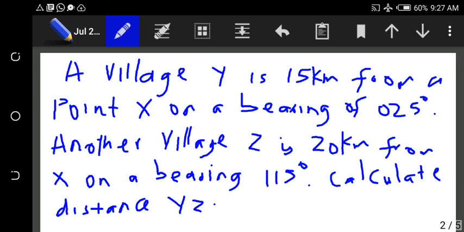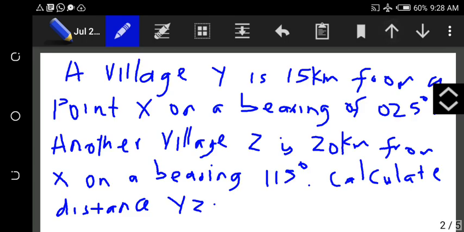So you turn the given problem into a sketch. Most times it should give you a triangle. So let's get to that. Now we have that a village Y is 15 kilometers from a point X. So this tells us that X is the origin. X is the point of origin. The village Y is 15 kilometers away from X. So when we want to draw it, look at what we're going to have.